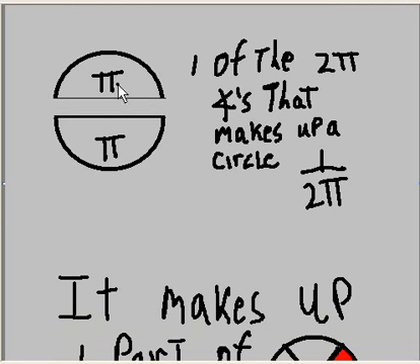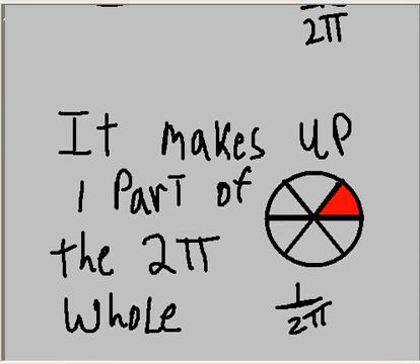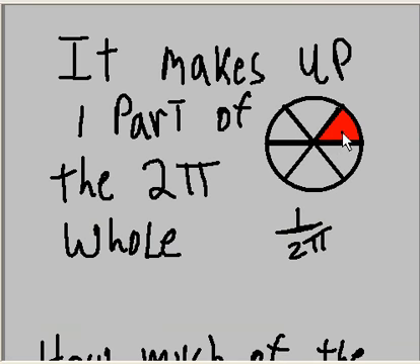All right. Here is pi and pi. One of the 2 pi angles that makes up a circle is represented by 1 over 2 pi. Could you make that clearer? Okay, here we go. I divide this up into radians. It makes up one part of the 2 pi whole. So we refer to it as 1 over 2 pi.